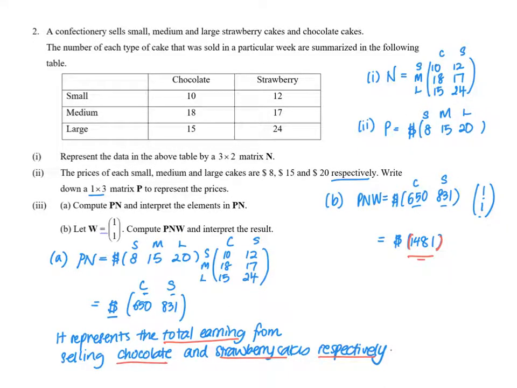Right? Then now let's interpret what this means. It represents the total amount of money that you get from selling the cakes. Now we only have one number, so we don't need to use the word respectively. Have you gotten the answer?